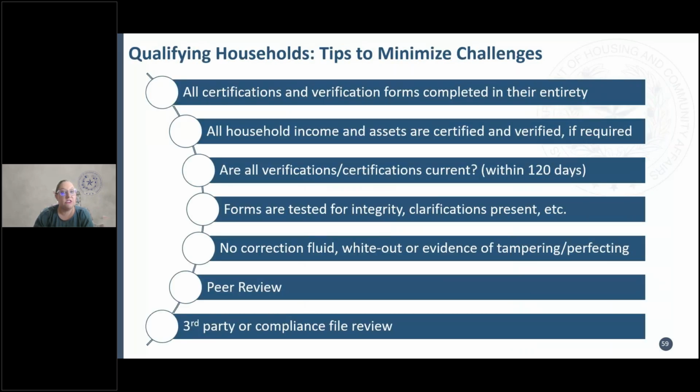Some tips to minimize challenges. You want to make sure that all certifications and verifications are completed in their entirety. Make sure all household income and assets are certified and verified, and that includes the information with regards to adjusted income. All verifications or certifications are current. All forms are tested for integrity, and clarifications are present when needed. Make sure there's no correction fluid, whiteout, or evidence of tampering. Go through a peer review process. And if you have a third party or compliance team, don't look at them as a difficult step. They are a helpful step that helps build the strength of your tenant file.